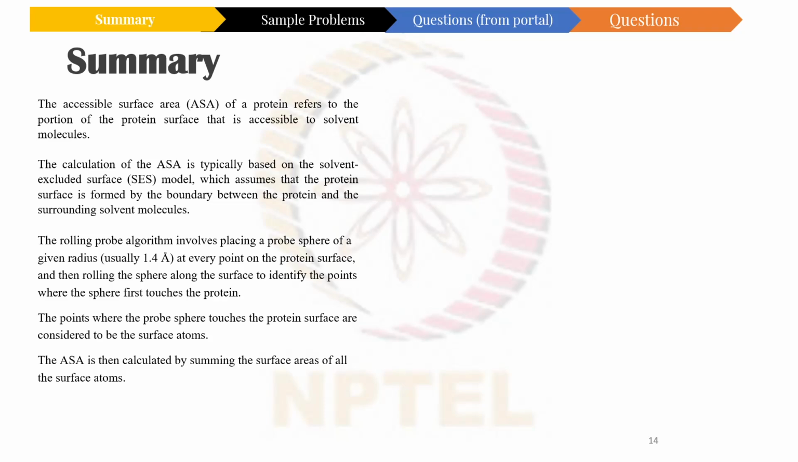The ASA ratio is calculated by dividing the ASA of a given protein by the ASA of a reference state, usually the completely unfolded state. The reference state is a completely unfolded polypeptide chain or a random coil state. In summary, the rolling probe algorithm is a method for calculating the accessible surface area of a protein, which is an important parameter for understanding protein structure, function and stability.